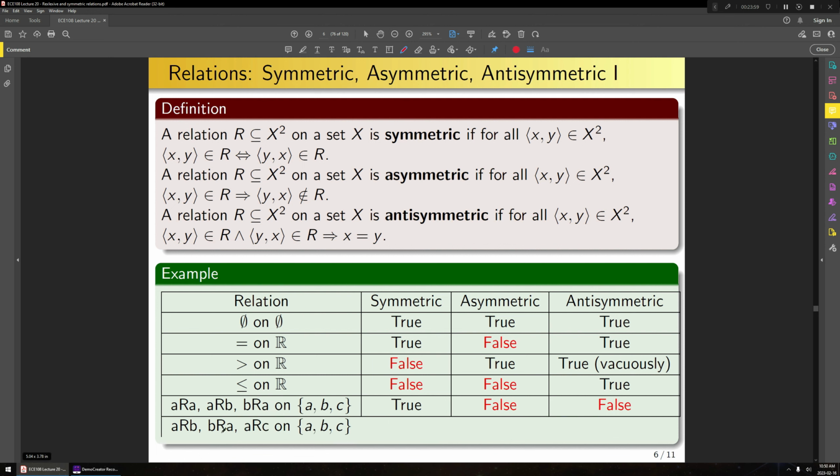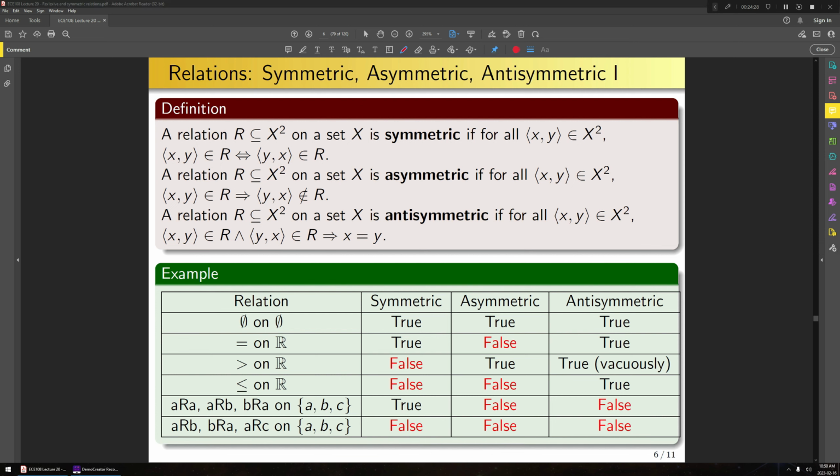Okay, so here's another one. A is related to B is related to A, and now A is related to C. Symmetric? Well, A is related to C, but C is not related to A, so not symmetric. Antisymmetric? Well, A is related to B and B is related to A, so not antisymmetric. Asymmetric. And antisymmetric, well, it's also not going to be antisymmetric, right? And the reason why here is A is related to B is related to A, but A is different than B. Okay. So those are just a handful of examples there.